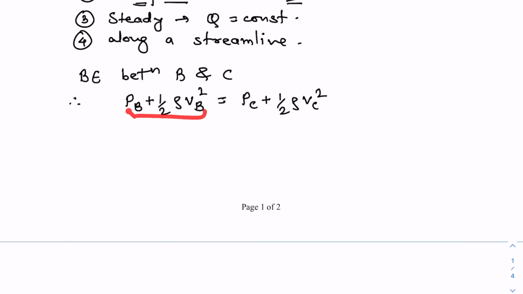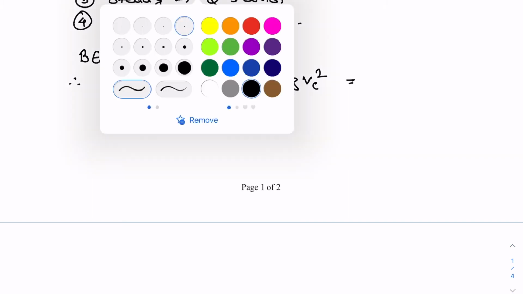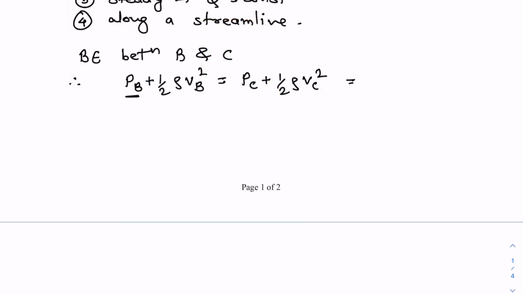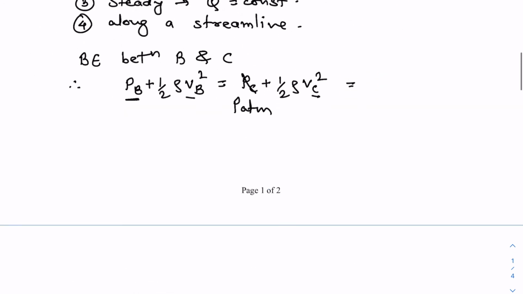Notice that there is no rho GZ term here because the Venturi tube is at a fixed height. So this streamline is completely horizontal and Z is not changing. So I just omitted Z while writing this equation. PB is an unknown, but PC is P atmosphere. VB and VC are known in terms of flow rate. So substituting everything here, we can find the value of pressure at B.